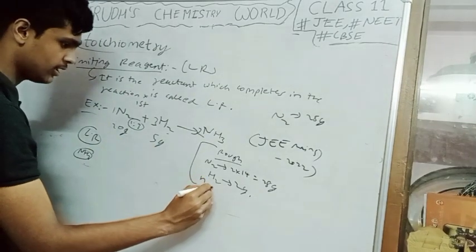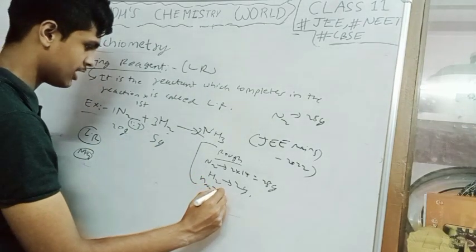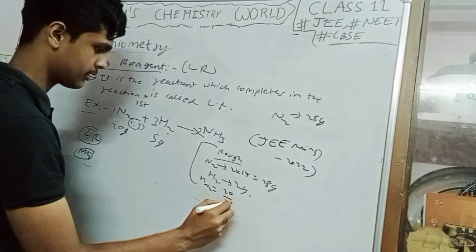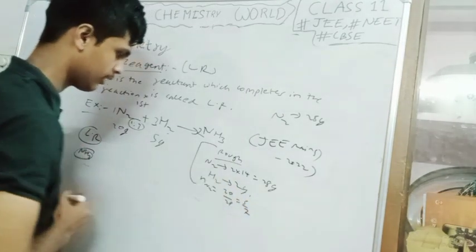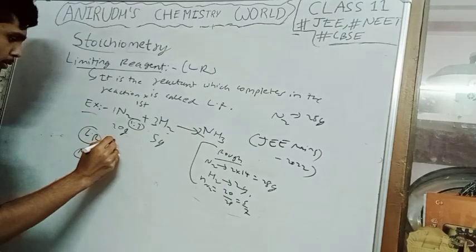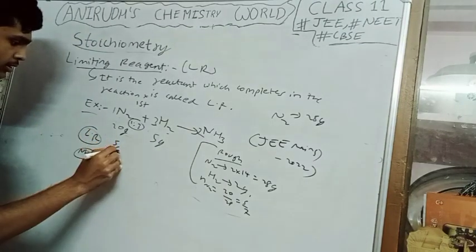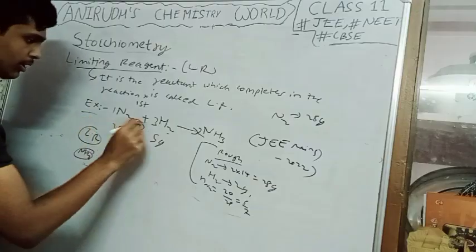Number of moles of N2 is given mass by molar mass. For the given 20 g, the molar mass is 28, so 5 by 7 is the number of moles. Okay, 5 by 7 is the molar ratio.